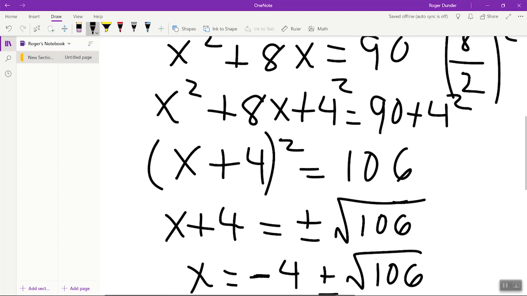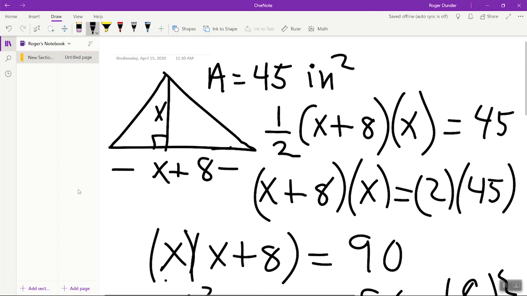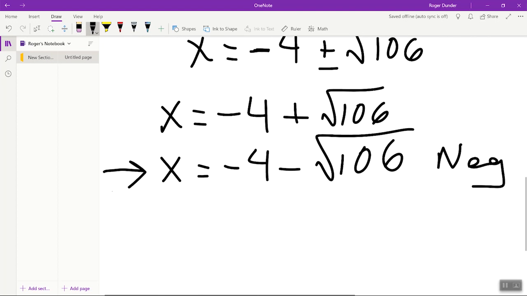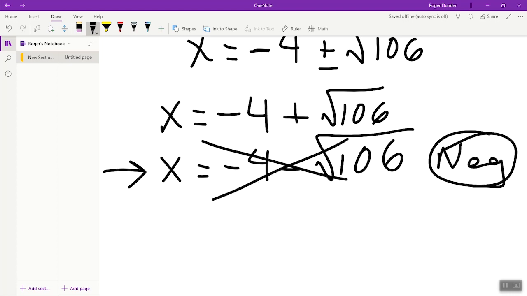Now, going back up and looking at our triangle, can you have negative dimensions on this triangle? Could x be a negative number? No, it could not be a negative number because the measurements of sides of a triangle must always be positive numbers. You can't have a negative length. Therefore, we are going to rule out this second root because minus 4 minus the square root of 106 is going to be a negative answer. So this is not a possibility here.